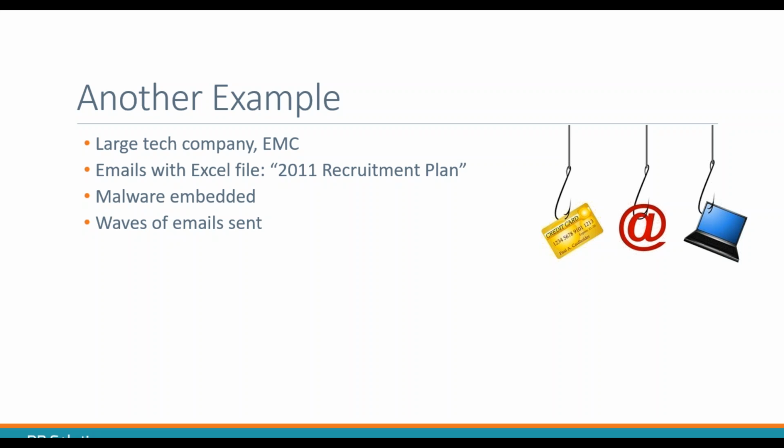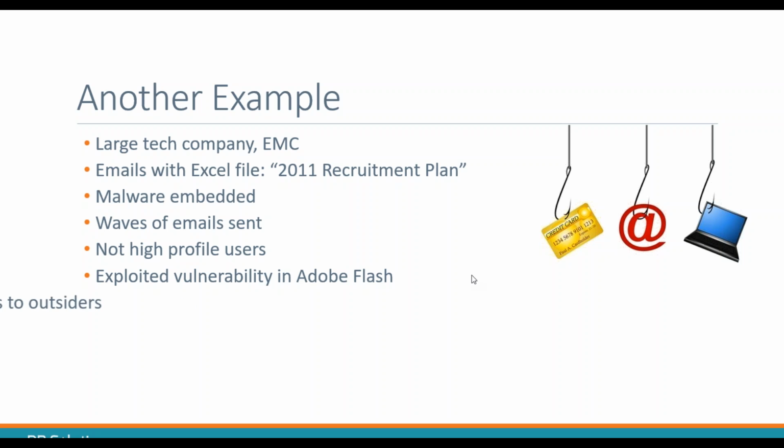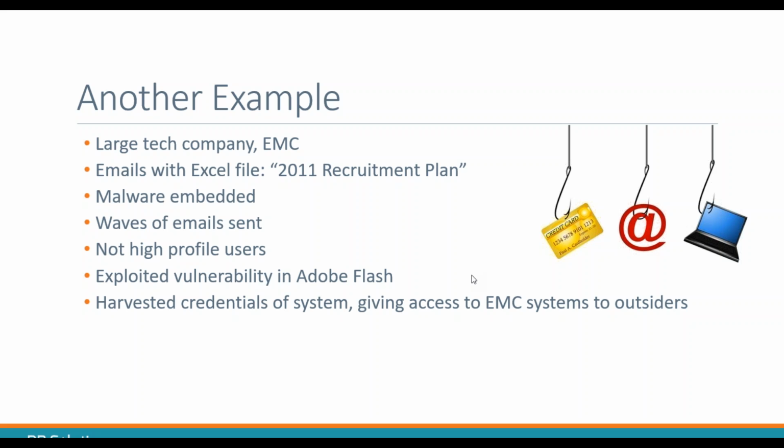So these waves of emails were sent to their entire staff, or I guess their whole database of email addresses. This was not a high-profile user. This was just anybody. They were trying to exploit anybody they could. The specific malware looked for a vulnerability that existed in Adobe Flash. Adobe Flash is a plugin or a tool that plays certain types of videos and stuff in a browser. Like anything else, Adobe Flash gets patched and updated and has flaws in it. And so this malware exploited that vulnerability, which then harvested credentials of the system.